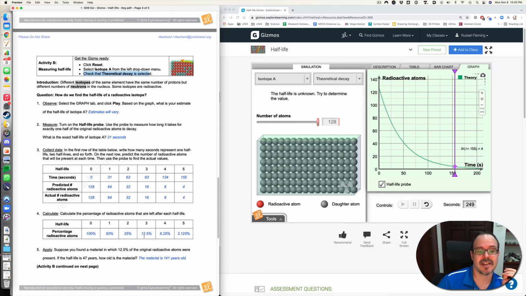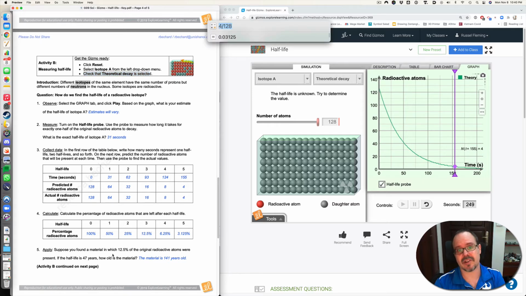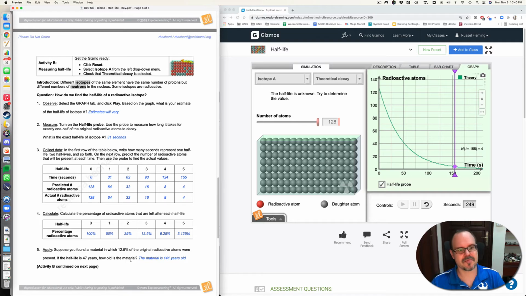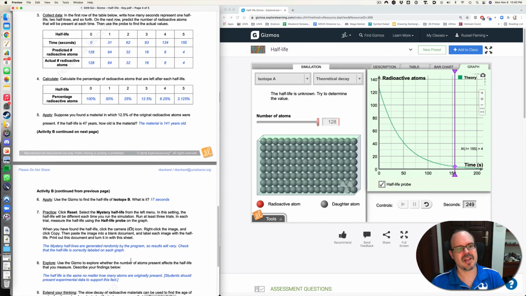And if the half-life is 47 years, we just go like this. It's 47 years times 3 half-lives, and we get 141 years old. There we go. Let's keep on going here.